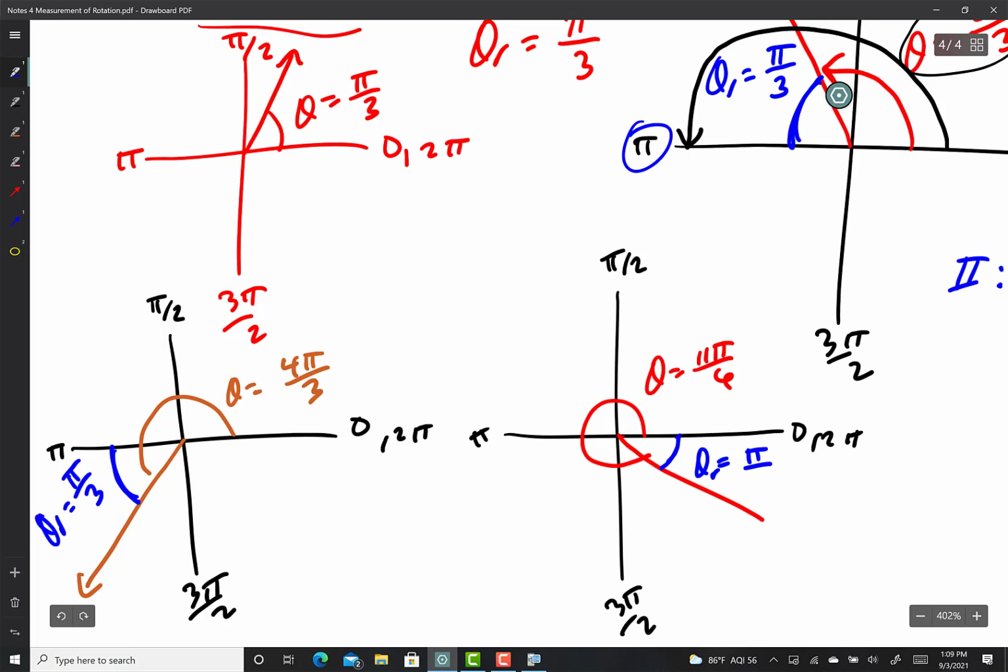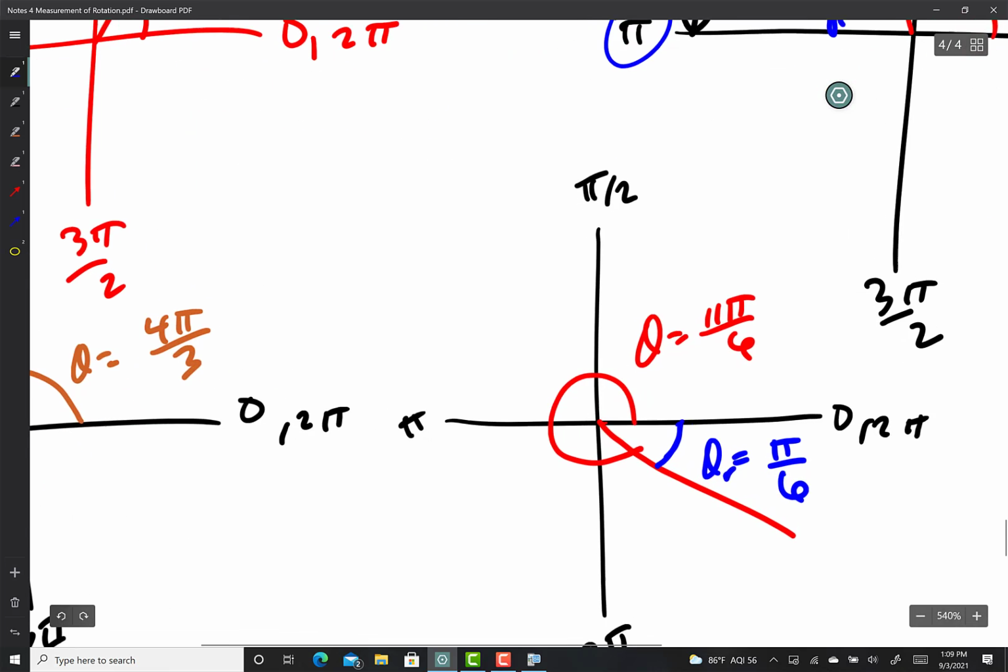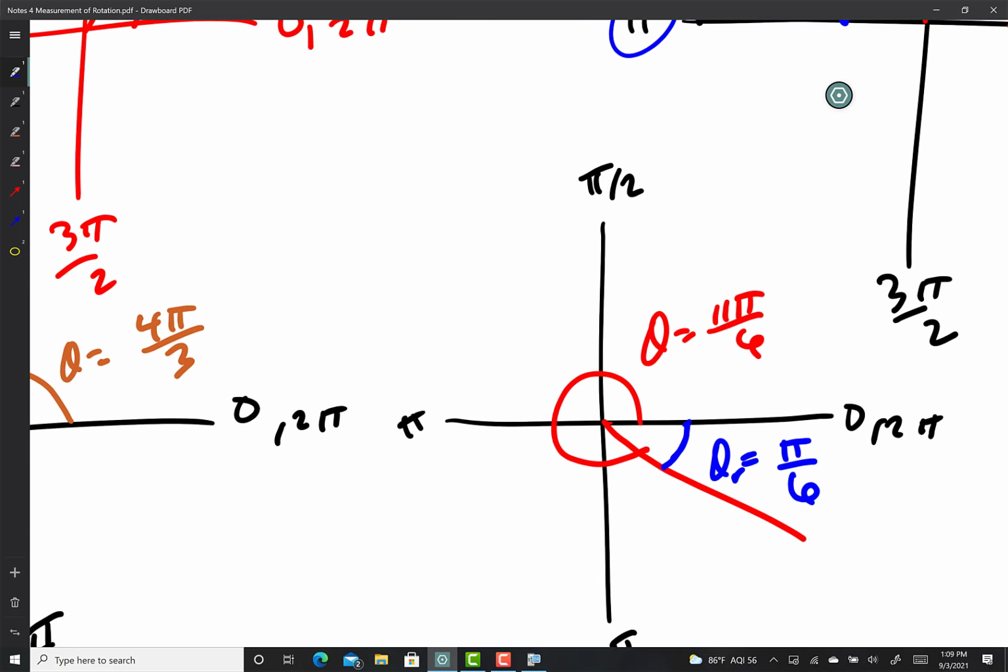Tell me why. Because to get 2 pi from 11 pi over 6, you add 1/6. So she's just completing the pizza here. See how 1 revolution is 2 pi? I already covered 11 pi over 6, so if I add another pi over 6 to it, it'll be 2 pi.